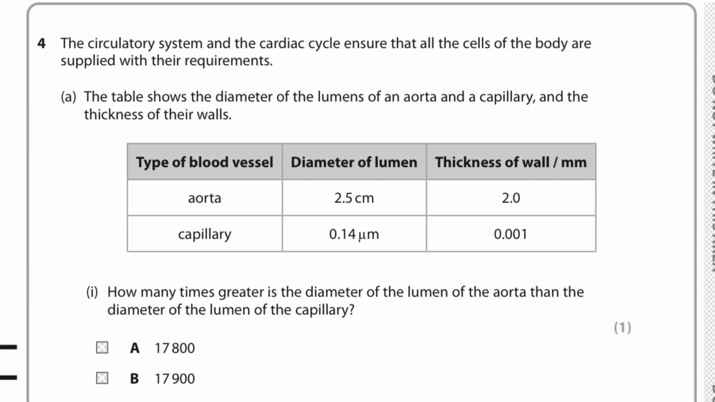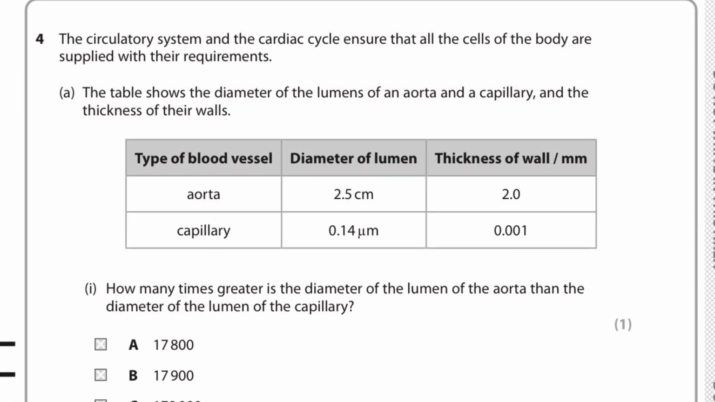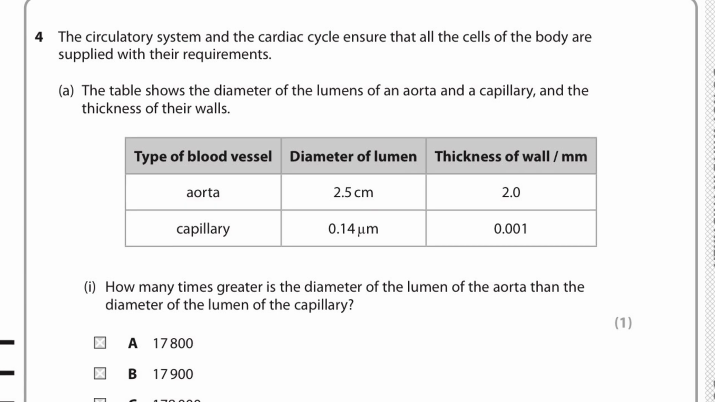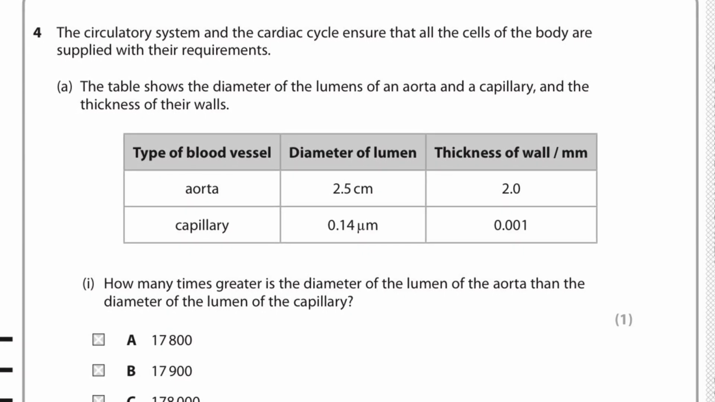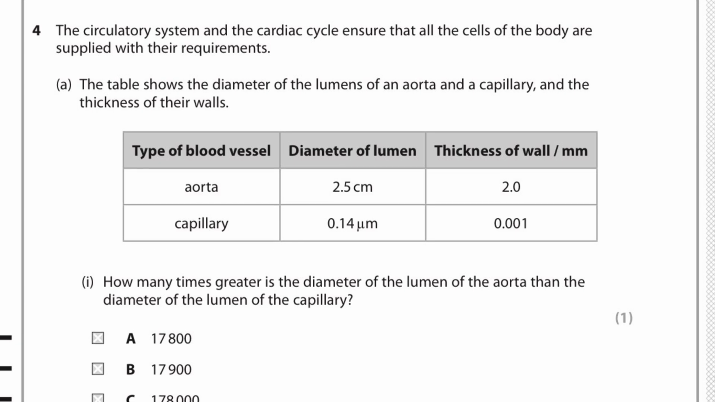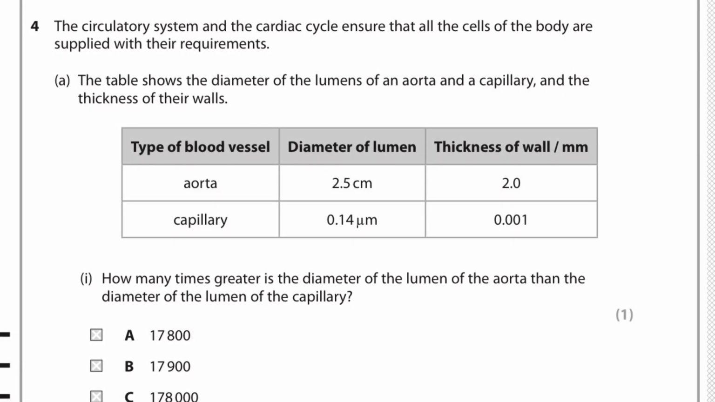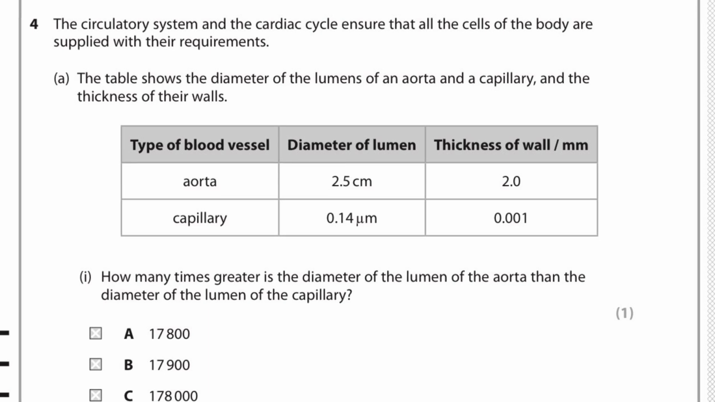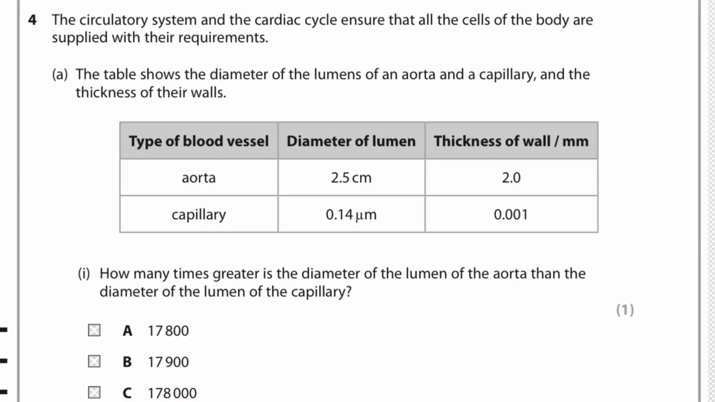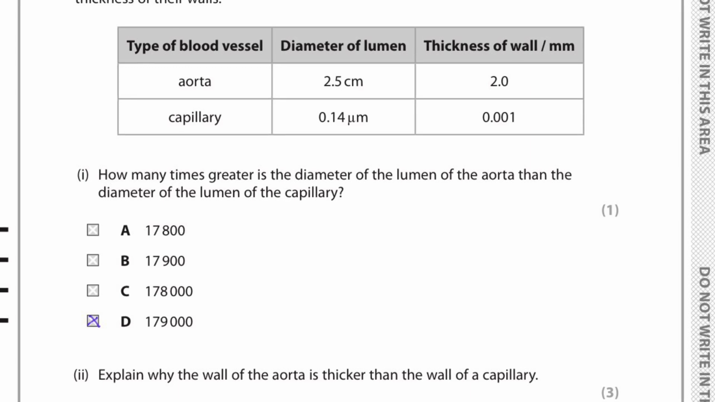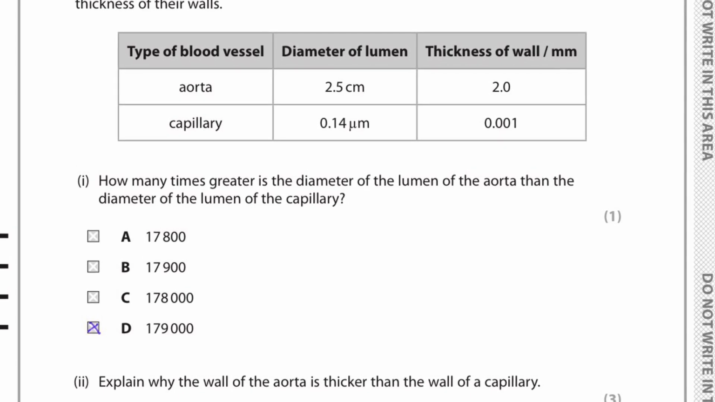This part is about comparing the size and wall thickness between the aorta and the capillary, two very different types of blood vessels. In the first part, they say, how many times greater is the diameter of the lumen of the aorta than the diameter of the lumen of the capillary? They want us to calculate how much bigger the aorta's lumen is compared to the capillary's. But we have to be careful with units because the aorta is measured in centimeters and the capillary in micrometers.